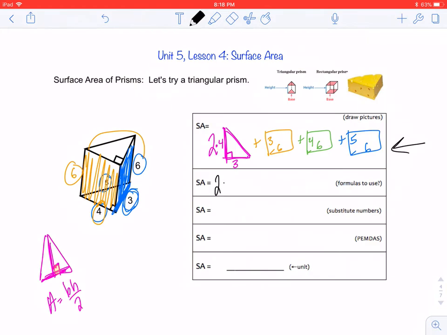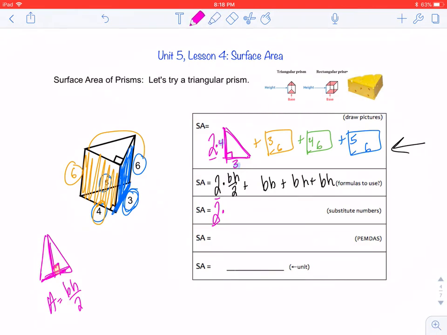A triangle is base times height divided by 2, and then we have 3 rectangles that are all base times height. The triangles are going to be, remember I'm just bringing this 2 along because there's 2 triangles, those pink ones. Let's see here, they are going to be, oh, it's a good thing I wrote it up here because I lost track.